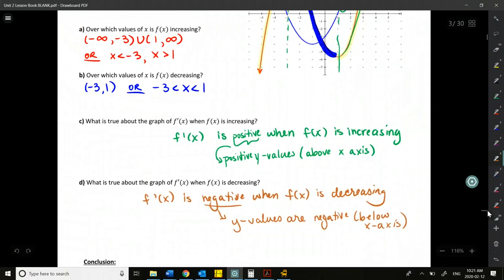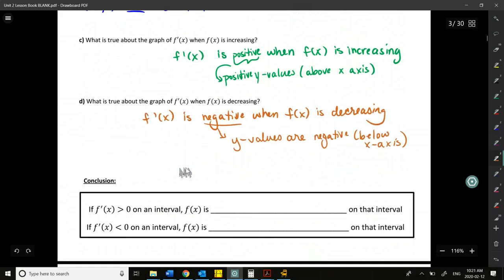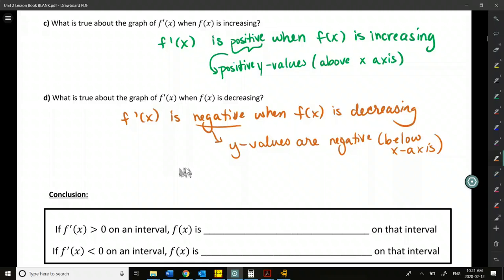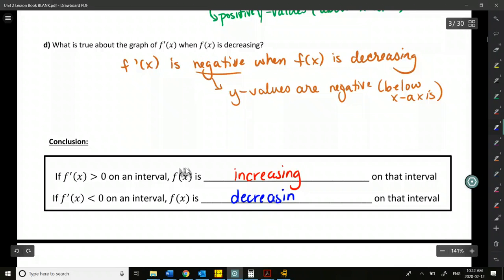We can see that for this blue section that I've highlighted for f of x. This whole section of f prime of x is below the x-axis in between that area where we're decreasing. So in conclusion, when f prime of x is greater than 0, or positive, f of x is what? Increasing on that interval. Perfect. And when f prime of x is less than 0, we can say that f of x is decreasing along that interval.